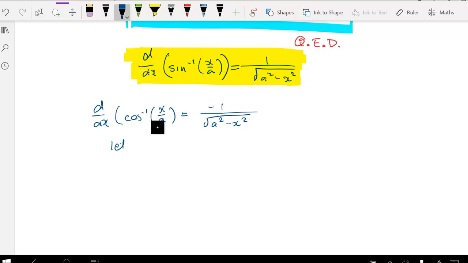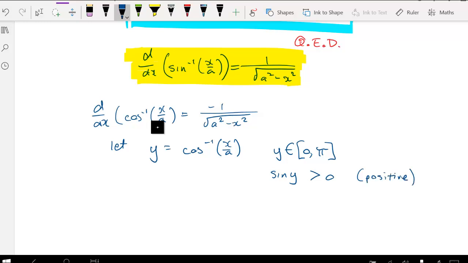So we're going to let y equal arccos(x/a). Now, as it's arccos, we know that y must be an element between 0 and pi, which means that sine y must be greater than 0, or it's positive. So we're looking at this section here. Obviously, sine y is positive. So again, we're going to use that later on.